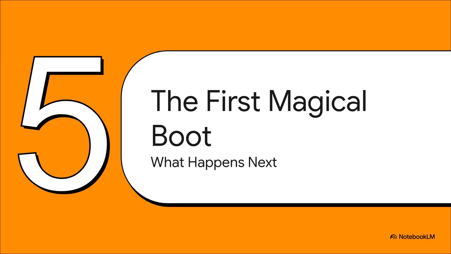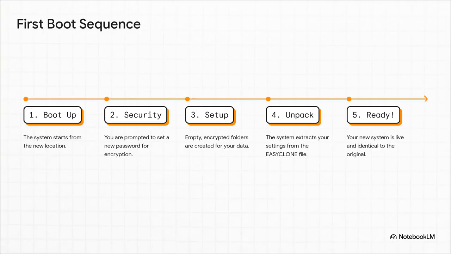And now, for our final section, the first magical boot. This is where all the pieces finally click into place, so let's walk through exactly what happens when you start your clone for the very first time. So here's the sequence of events. The system boots up using your 4 files. The very first thing it does is ask you to set a new password for security. Once you do that, it creates a set of fresh, empty, encrypted folders for all your data. Only then does it find your EasyClone file and automatically unpack all of your settings right into those new folders. And just like that, boom, your system is live and it's a perfect twin of the one you cloned.